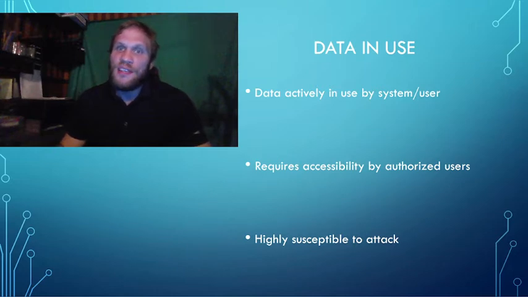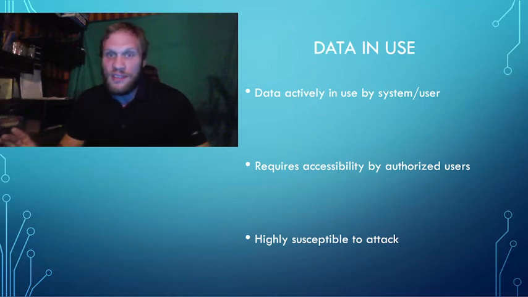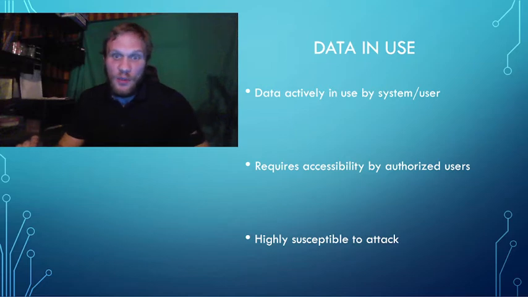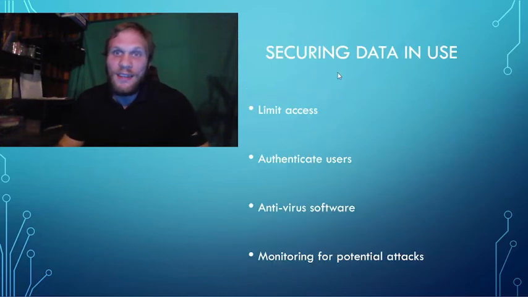Data in use is data actively being used by a user or a system. Data in use is difficult to secure because by definition it requires accessibility to be used by the users that were authorized to use it. This makes it highly susceptible to attack.